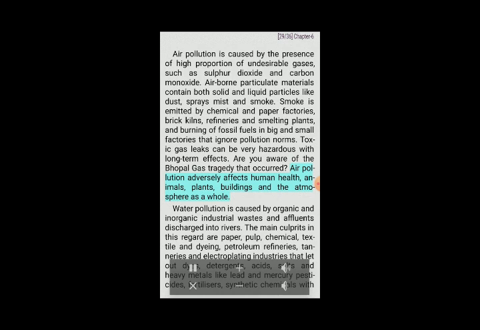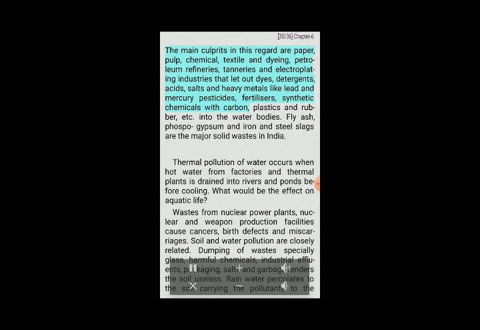Air pollution adversely affects human health, animals, plants, buildings, and the atmosphere as a whole. Water pollution is caused by organic and inorganic industrial wastes and effluents discharged into rivers. The main culprits in this regard are paper, pulp, chemical, textile and dyeing, petroleum refineries, tanneries and electroplating industries that let out dyes, detergents, acids, salts and heavy metals like lead and mercury, pesticides, fertilizers, synthetic chemicals with carbon, plastics and rubber, etc. into the water bodies.